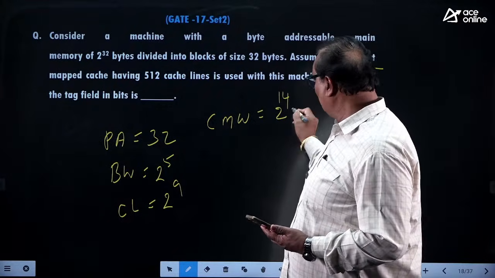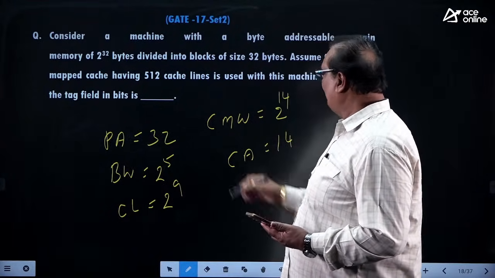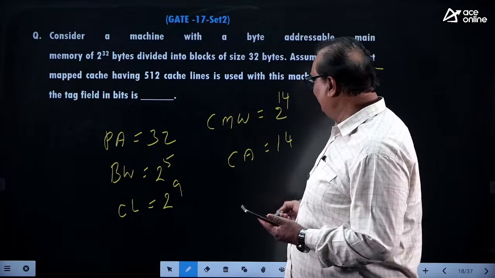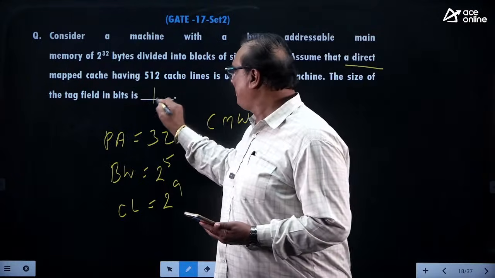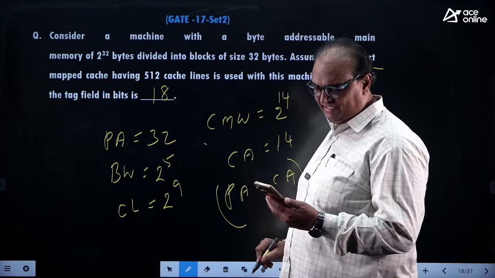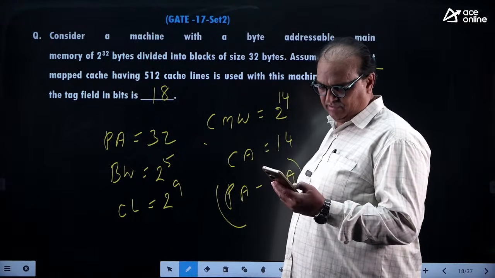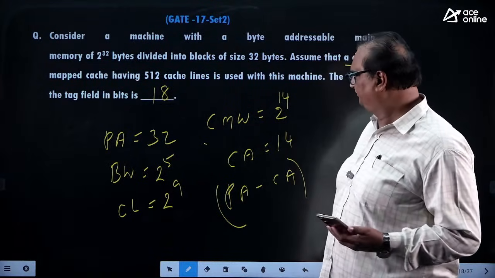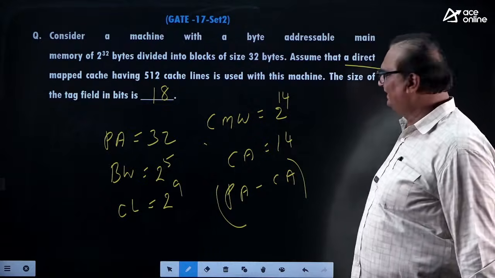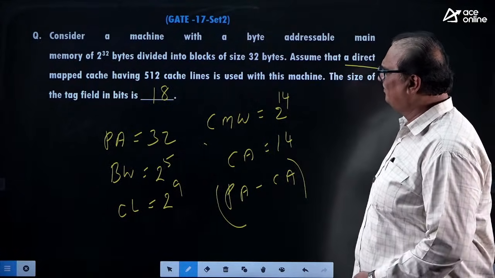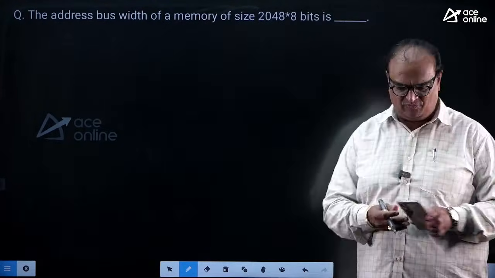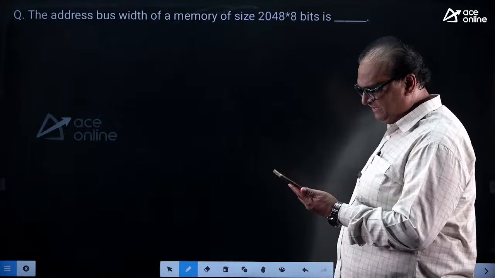Then what about CA here? 14, PA here 32. Then direct mapped cache value is 32 minus 14 means 18. PA minus CA. So what about our answer, 18 bit? Now Mesura, yes, Kiran Boggu, yes. Okay. Next, go for solving next question. Only 15 seconds time. Watch question carefully. Abhida, you also correct for this.